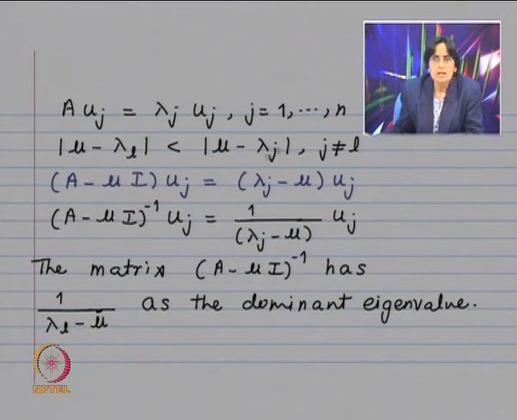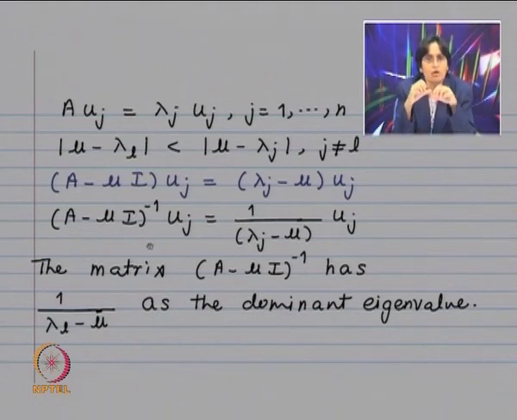Now, look at this. We have got modulus of mu minus lambda l to be less than modulus of mu minus lambda j, j not equal to l. So, if I take the reciprocal, 1 upon mod of mu minus lambda l will be strictly bigger than 1 upon modulus of mu minus lambda j, j not equal to l, which will mean that 1 upon lambda l minus mu is going to be a dominant eigenvalue of matrix (A minus mu I) inverse. So, the idea is now to apply our power method to this (A minus mu I) inverse.